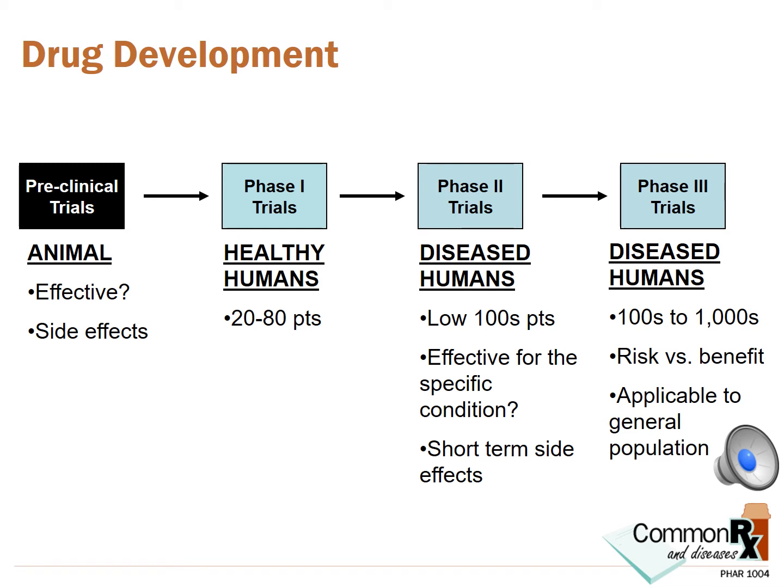Phase 2 and Phase 3 target patients who do have the condition the drug is trying to treat. Phase 2 trials contain a smaller number of people and look at whether the drug is effective for the condition, as well as any short-term adverse drug reactions or side effects that might stop the development of this drug. Phase 3 trials have a larger number of people who are going to use the medication for a longer period of time.